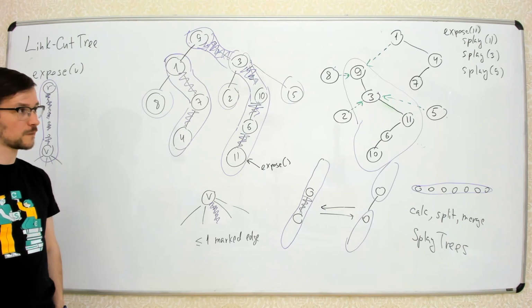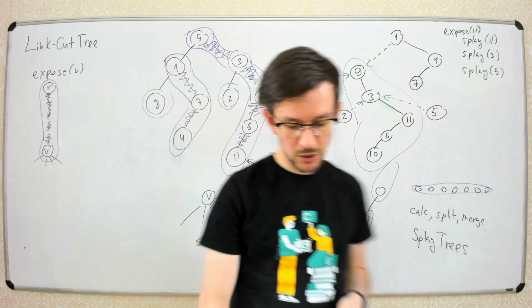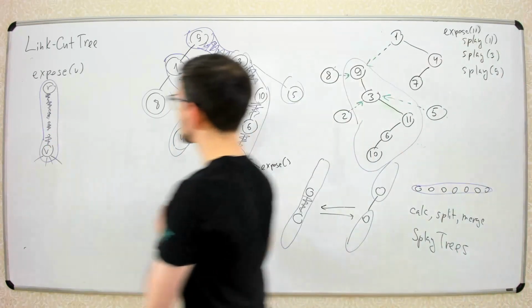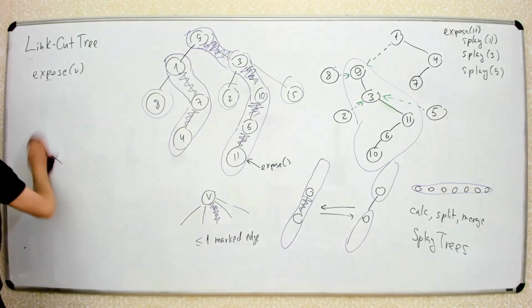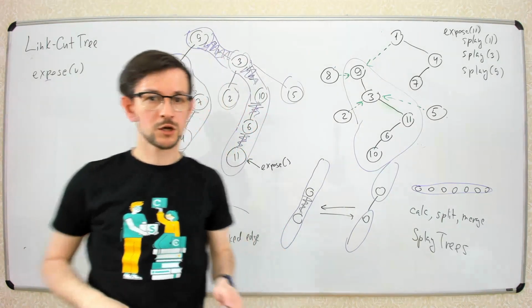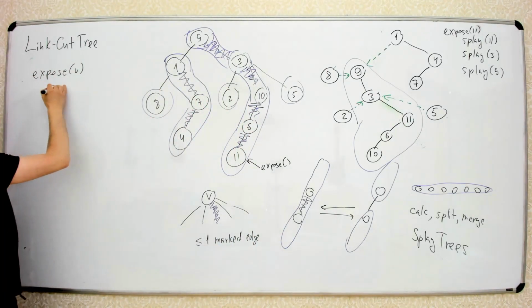That's the whole function we need, actually. Let me write some code. So, what happens when you call expose function of node v? You take the node v, call the splay of this node.